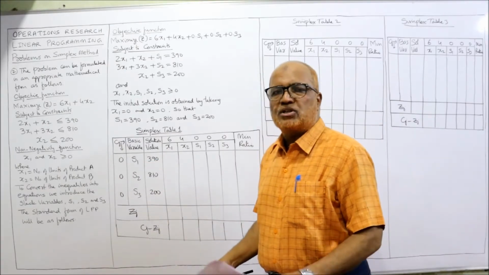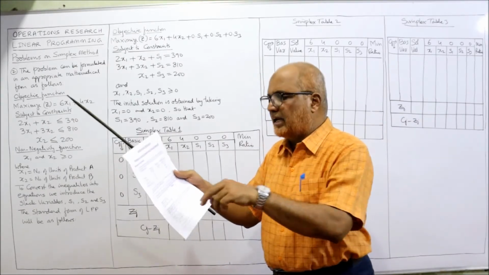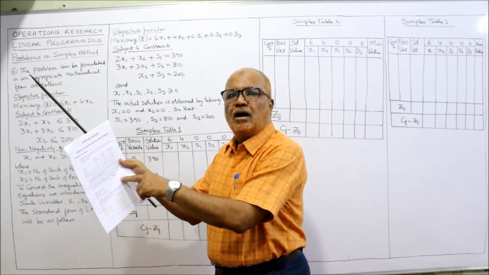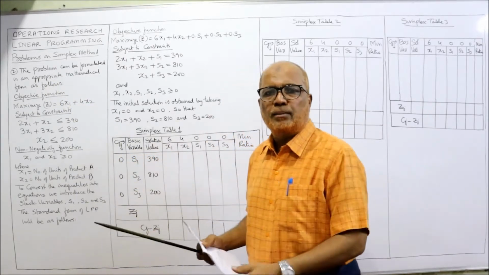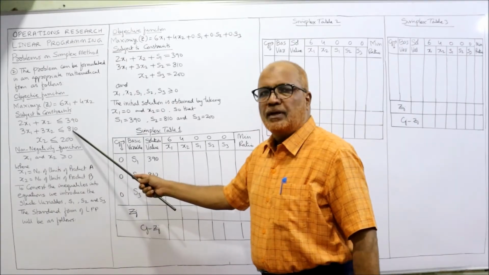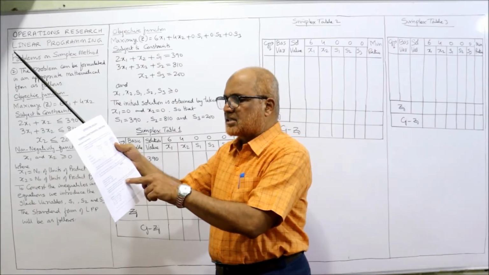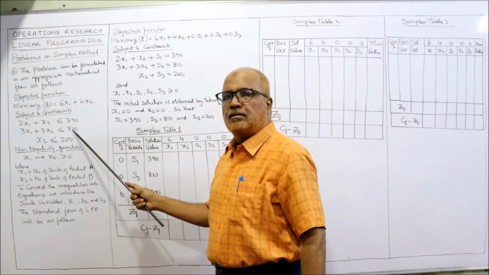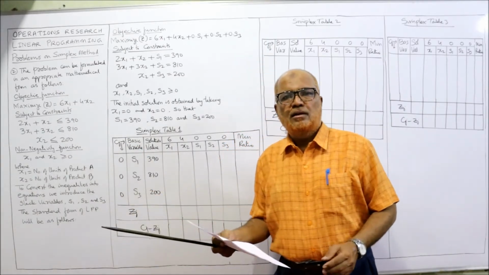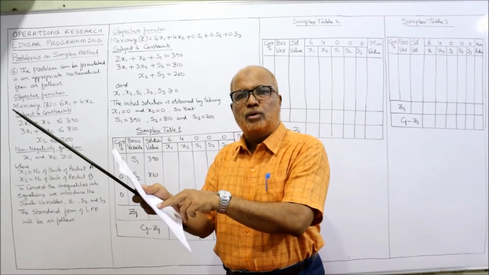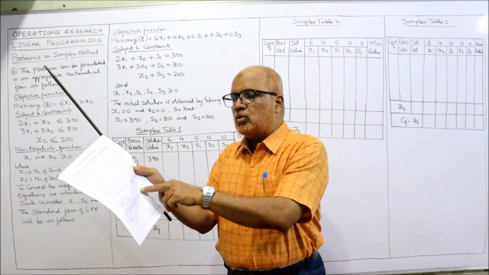Similarly, for the finishing machine, how many hours are required for product A? 3 hours. And for product B, 3 hours. So 3x1 + 3x2, less than or equal to the maximum time available in finishing hours, 810. And the third constraint is the limit on sales of product B. B means x2. So how many units can we sell?